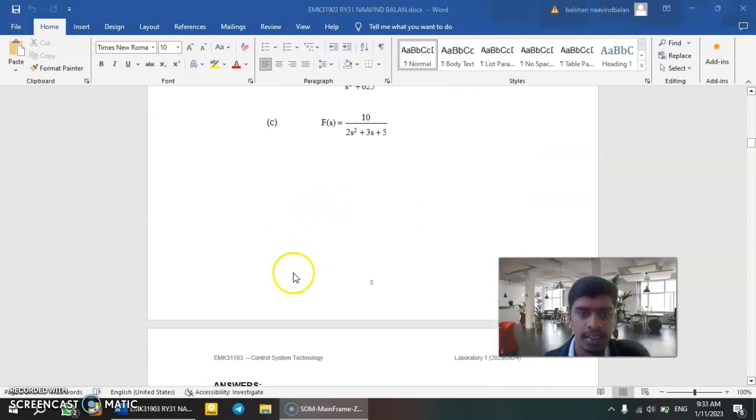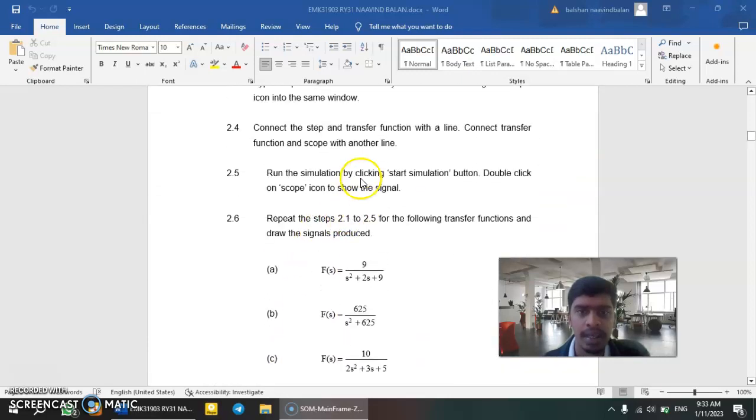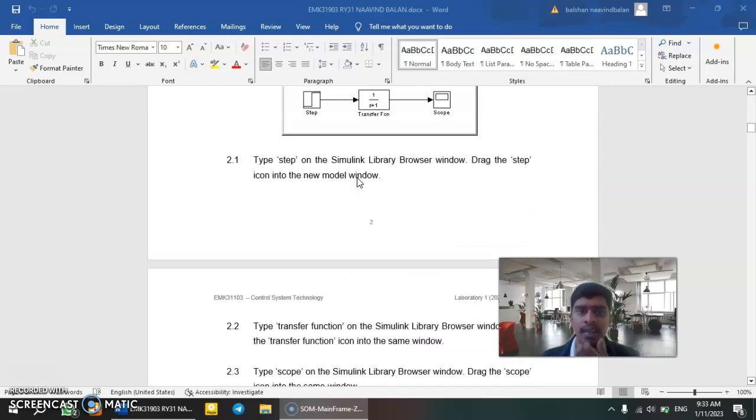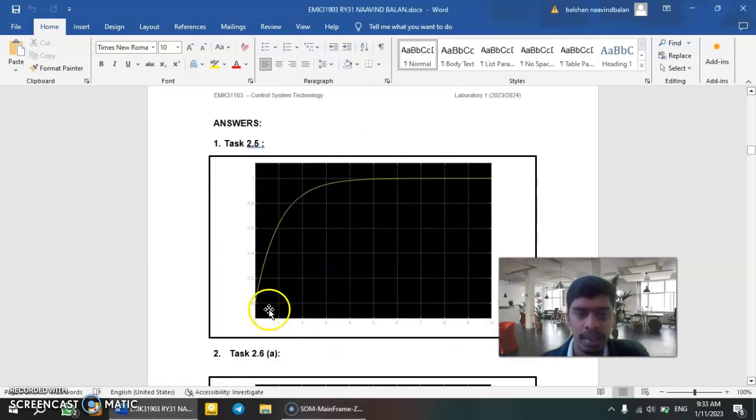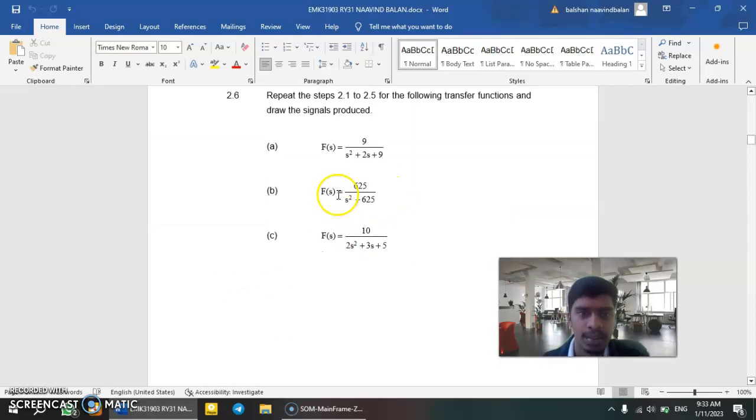Then for the first task, 2.5, I just insert the value of 1 divided by s plus 1. The graph should be like this, because there are transfer functions inside this. The value will settle after the transfer function once it reaches the value, and the output will be the response. The same goes here.